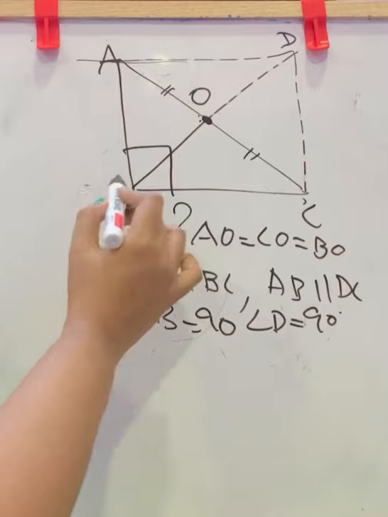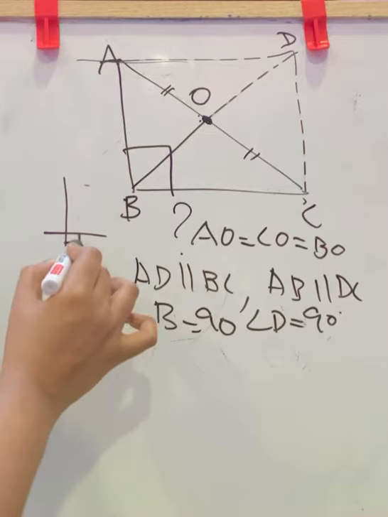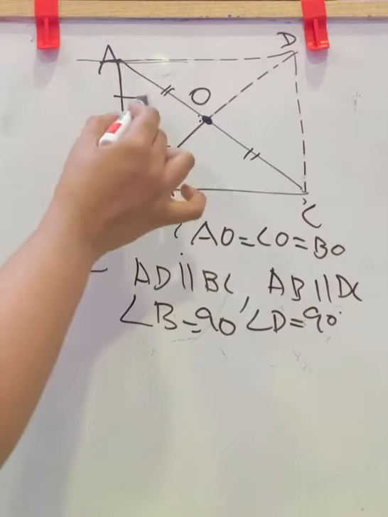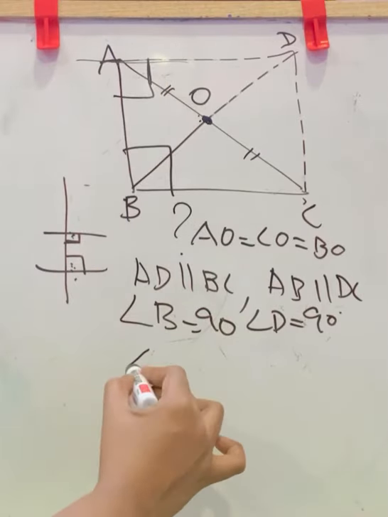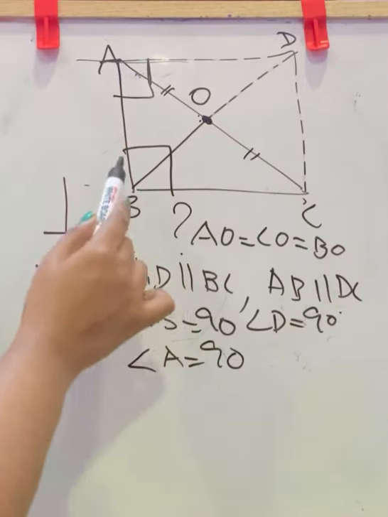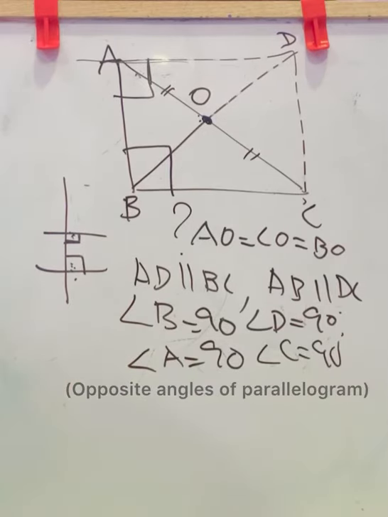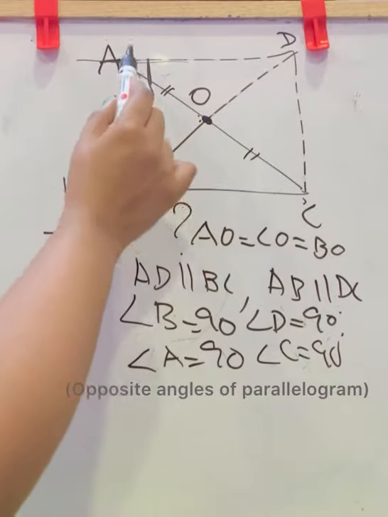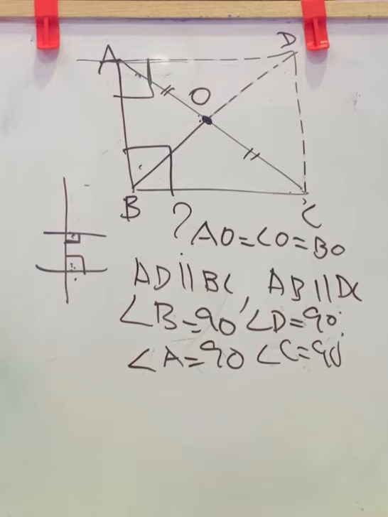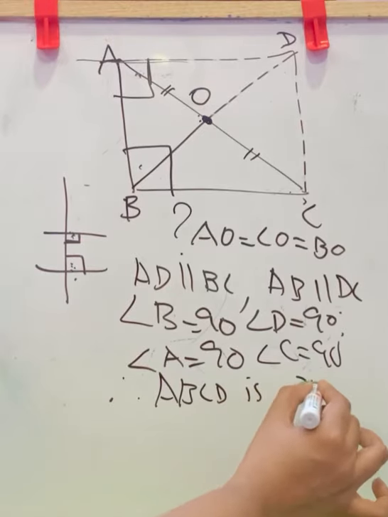And we know in parallel lines, if a transversal falls like this, if this is 90, this will also be 90 because they are consecutive interior angles and the sum is 180. So this whole angle is 90, that is angle A equals 90. Then if angle A equals 90 in a parallelogram, angle C is also 90. So in this figure, all the angles are 90 and opposite sides are parallel. Which quadrilateral is that? So we can conclude that ABCD is a rectangle.